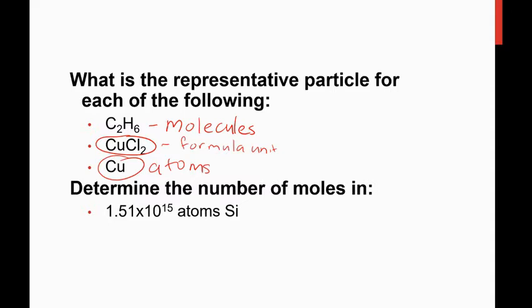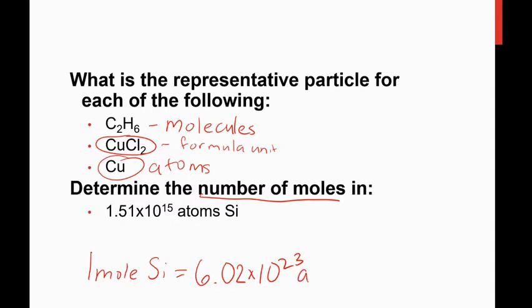So now this next question applies what we just learned. We know that Si is silicon, which is an atom, and the question says, determine the number of moles. Well, we know that 1 mole of silicon is equal to 6.02 times 10 to the 23rd atoms of silicon.